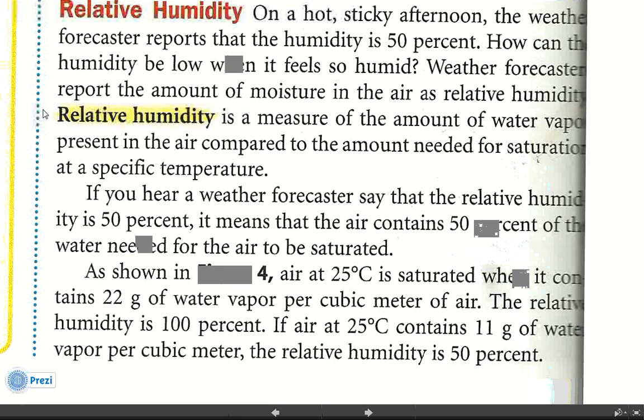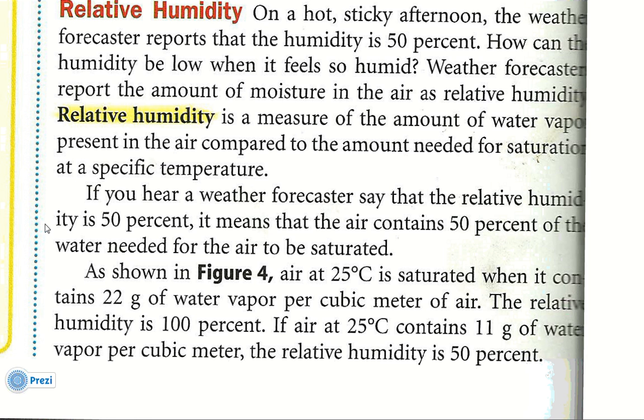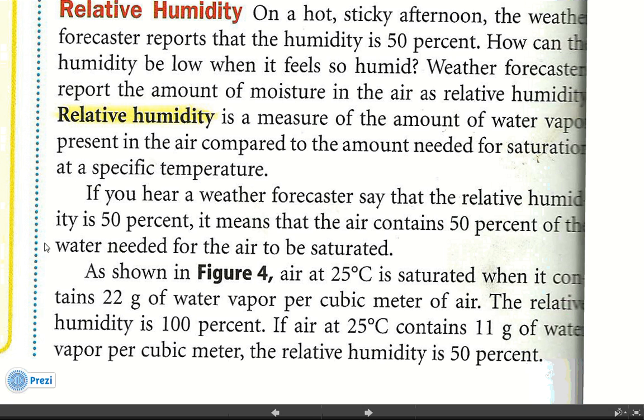Relative humidity is a measure of the amount of water vapor present in the air compared to the amount needed for saturation at a specific temperature. If you hear a weather forecaster say the relative humidity is 50%, that means the air contains 50% of the water needed for the air to be saturated.